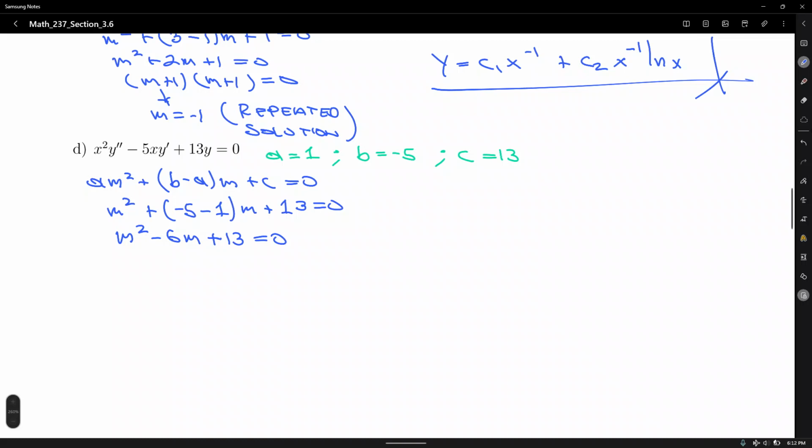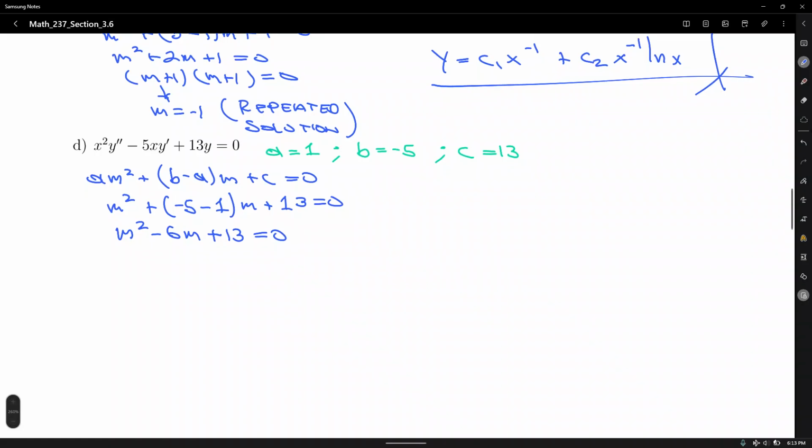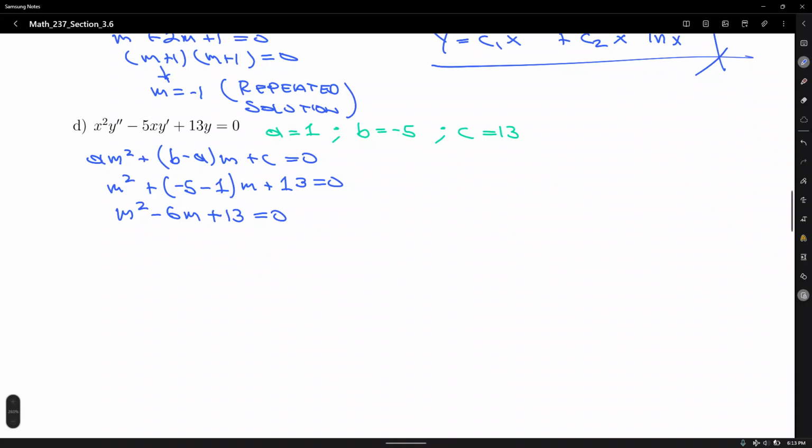Let's look at this quadratic equation. The first thing we try is whether the equation is solvable by factoring. Are there any factors of 13 that add up to negative 6? I'm afraid not. 13 is prime. The only factors are 1 and 13, and no combinations of those factors add up to either positive 6 or negative 6. So guess what?